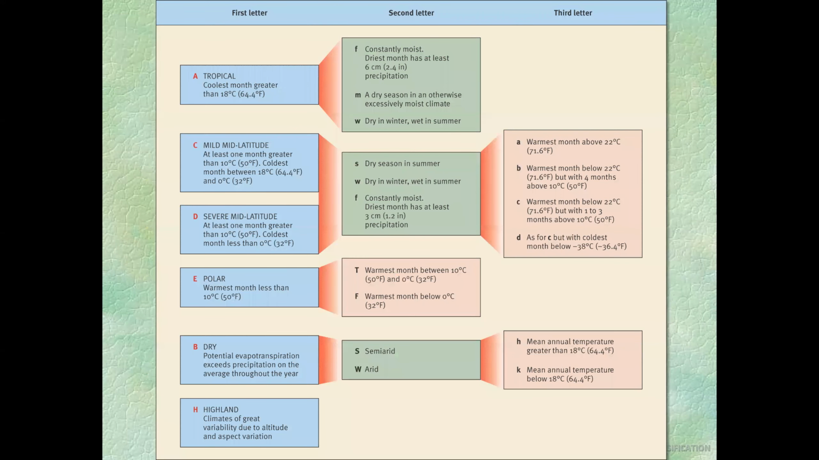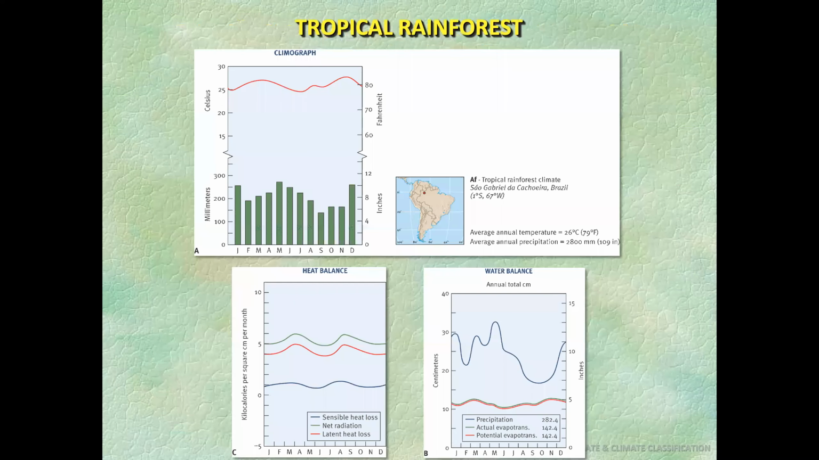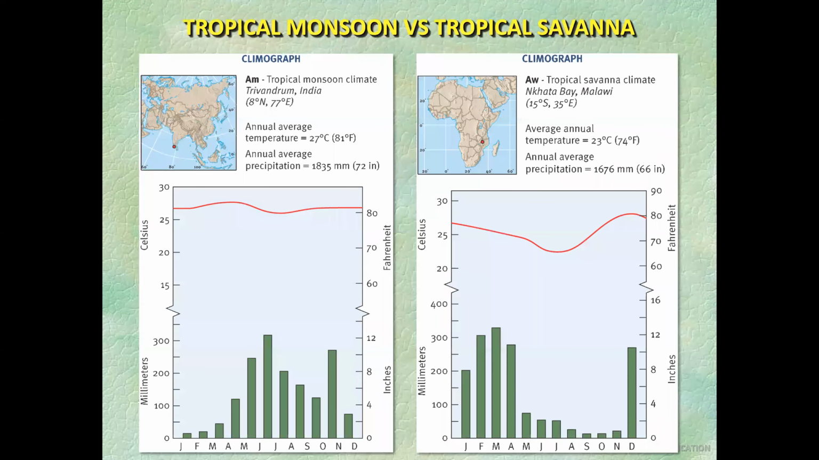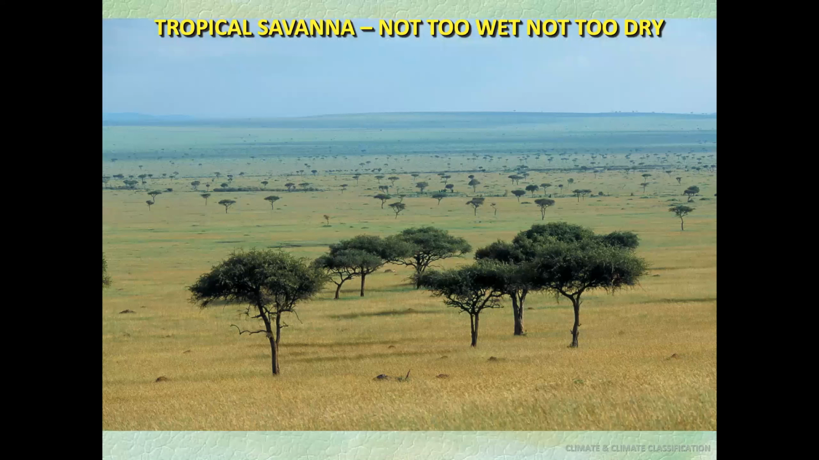Again, going over the lettering. These are what the A climates look like. Af for tropical rainforest, all the way to Aw, which is a tropical savanna. In fact, that image at the very beginning of the lesson is a tropical savanna climate. Tropical rainforest, lots of rainfall. Monsoon and tropical savanna, there is usually a dry season or a dry period that's involved. Notice for the tropical rainforest, there is no dry season. Here's what a tropical savanna looks like. Not too wet, not too dry.